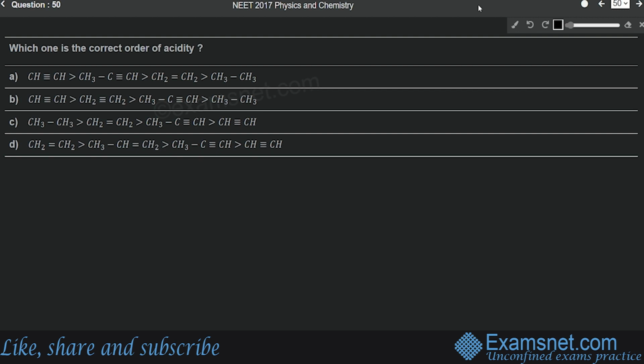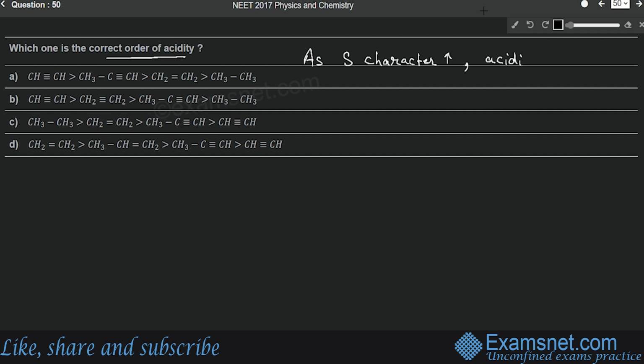Now question number 50 is from the chapter Organic Chemistry, some basic principles and techniques. And the question is, which one is the correct order of acidity? So this is a simple question and the fact is that the order of acidity is determined by the S character. So we know that as the S character increases, acidity also increases.